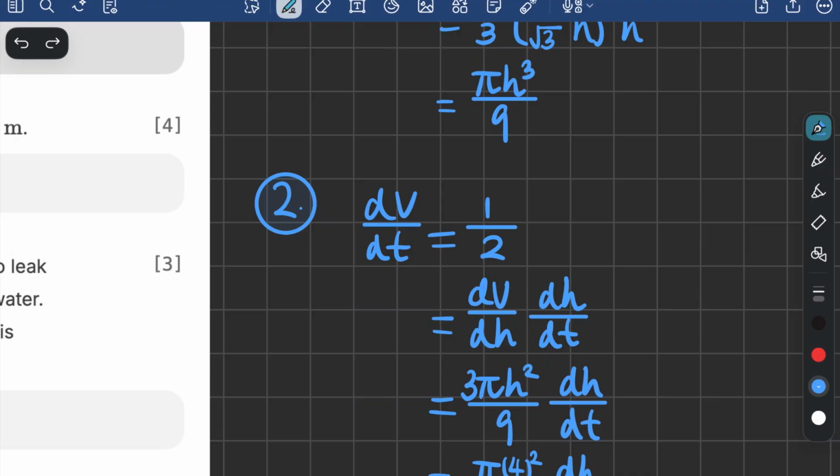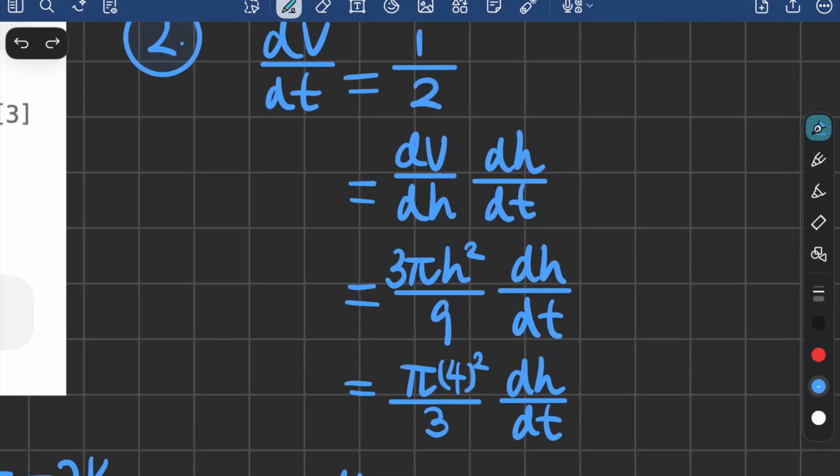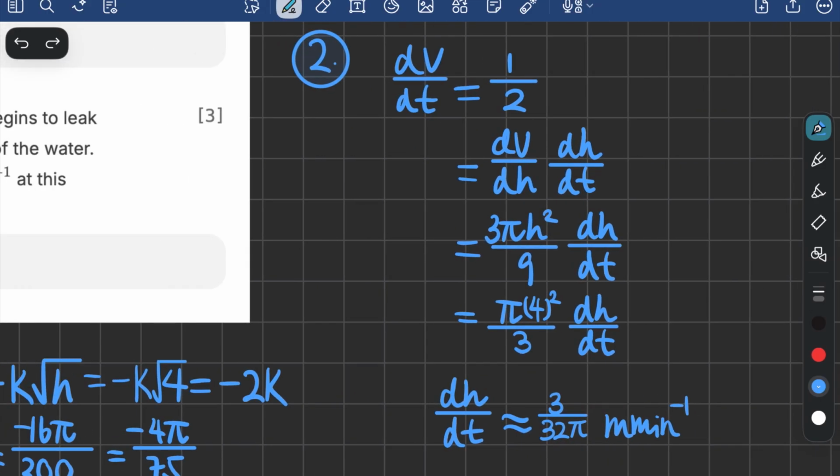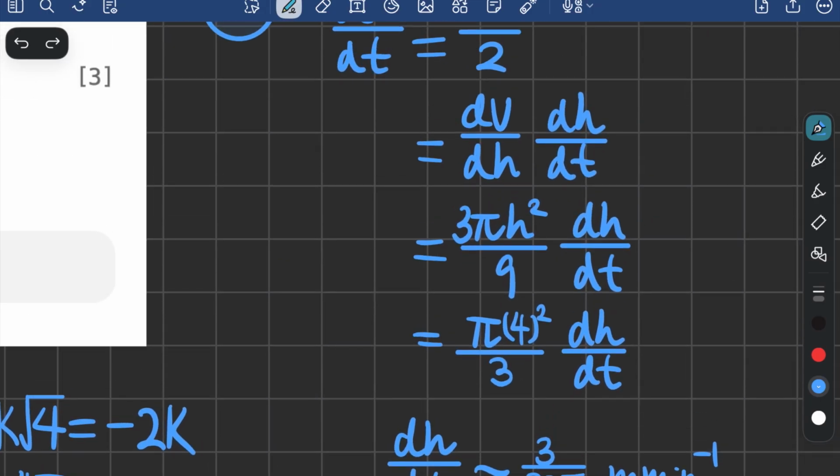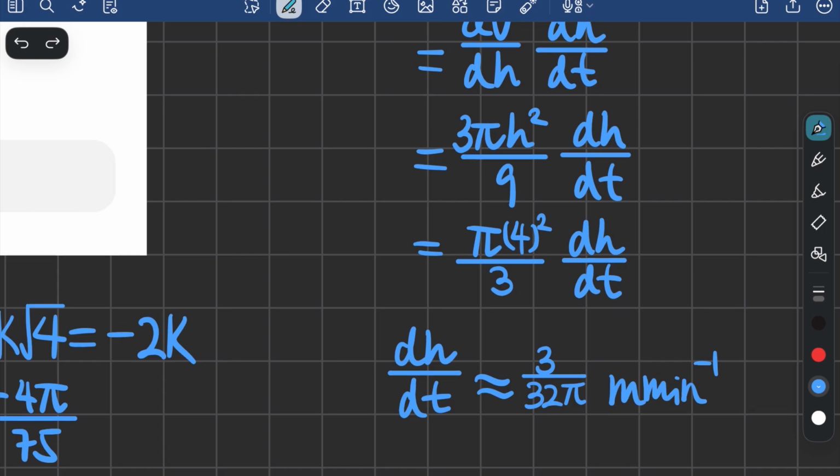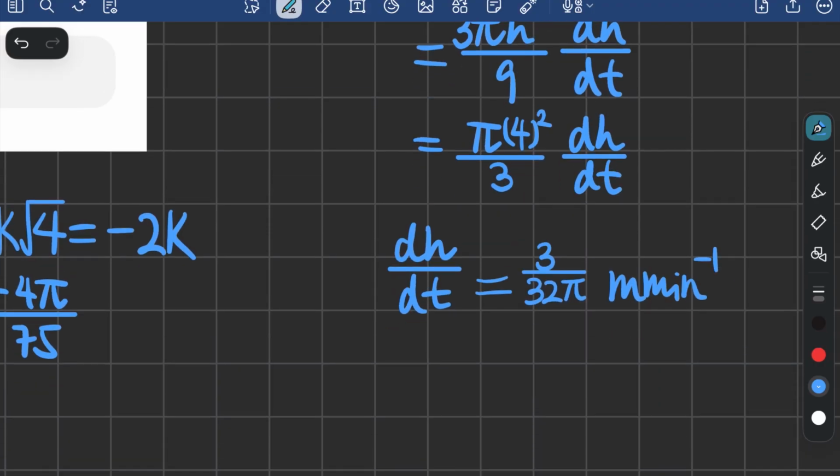So let's just take the first derivative of the volume, and then substitute h equals 4 in there, and now we have this, and just move around the numbers and you will have, why is it approximately equivalent? Sorry, it should be equivalent to this, meters per minute. That is the answer.